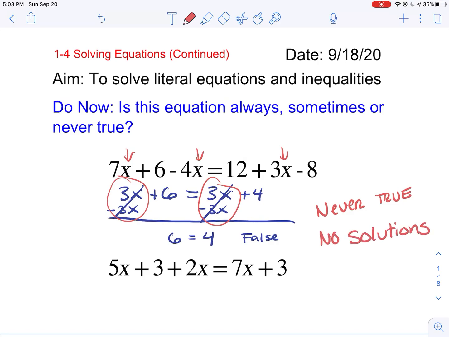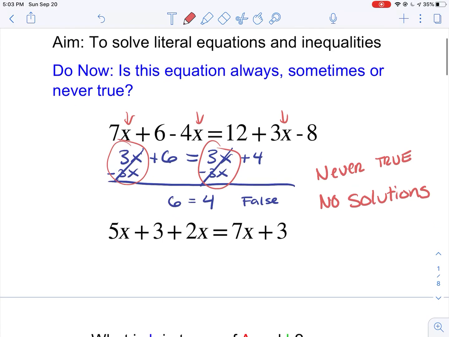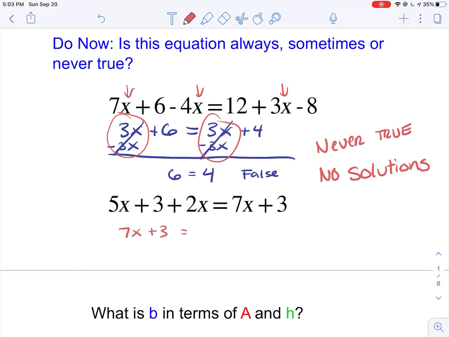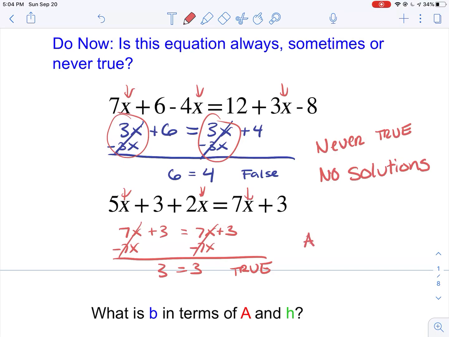Okay, so if at any point you solve something and you get a false statement, you have no solutions to that equation. So similarly, if we solve the next one, right, we get 7x plus 3 equal to 7x plus 3. Hopefully you recognize that both of those are exactly the same. But even if you didn't and you moved the 7x to both sides, you still see that 3 is equal to 3. That is a true statement, right? That is always true. No matter what I plug in for x, I will always get 3 is equal to 3. Okay, so this is an example of something that is always true.